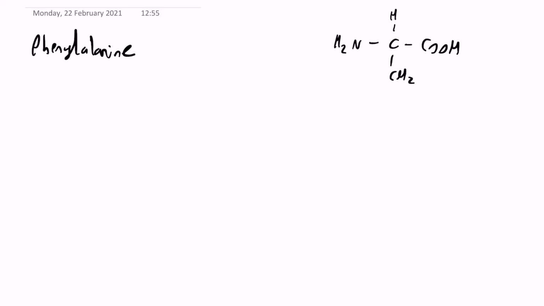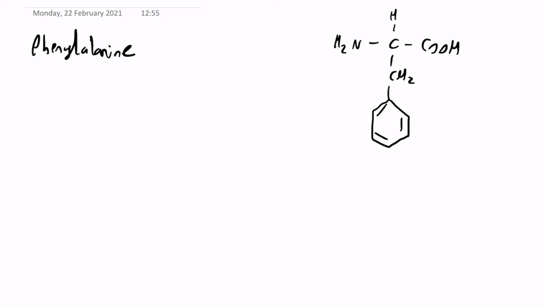Today we're going to be talking about the aromatic amino acids and we'll be starting the conversation with phenylalanine, the classic aromatic amino acid. So on the right I'm going to draw the structure like this, CH2, and then a sweet benzene ring right there.